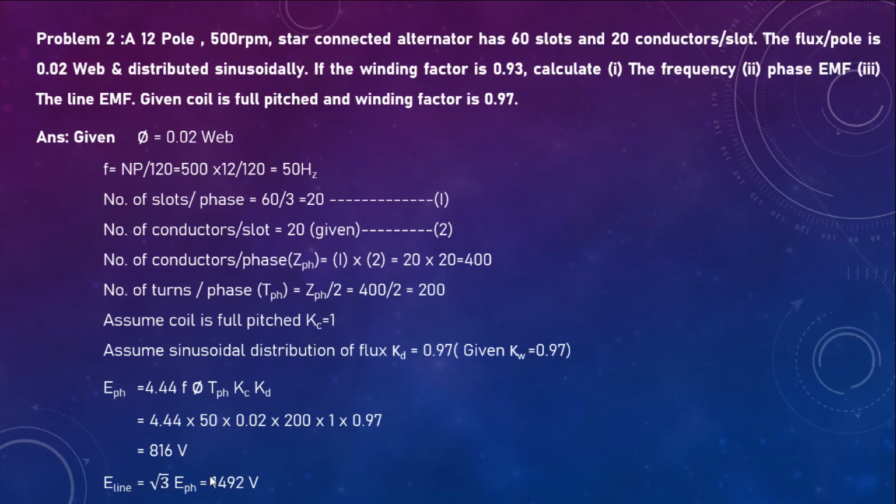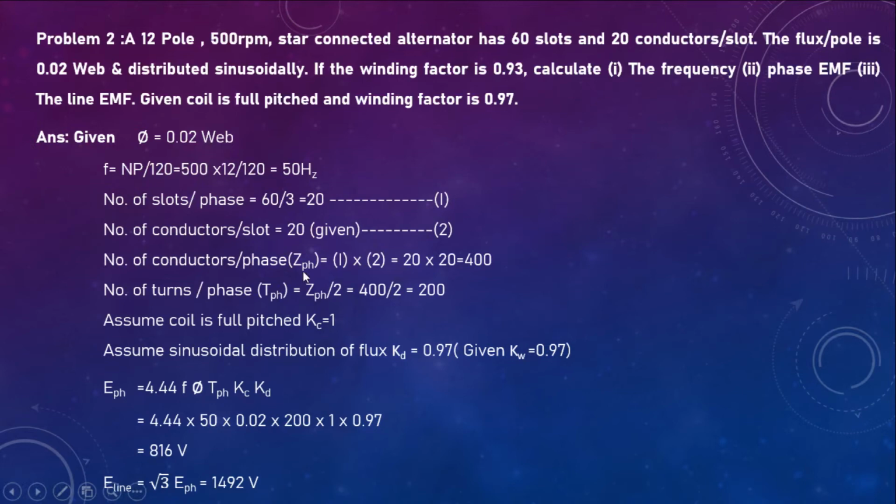A 12 pole 500 rpm star connected alternator has 60 slots and 20 conductors per slot. The flux per pole is 0.02 Wb and distributed sinusoidally. If the winding factor is 0.93, calculate the frequency, the EMF, the line EMF given. The coil is full pitched and winding factor is 0.97. So once again it has been given as a full pitched coil. Kc is equal to 1, Kd is equal to 0.97. That you have to observe. Kc and Kd straight away you got from here, and flux 0.02 Wb, just like in the previous problem.